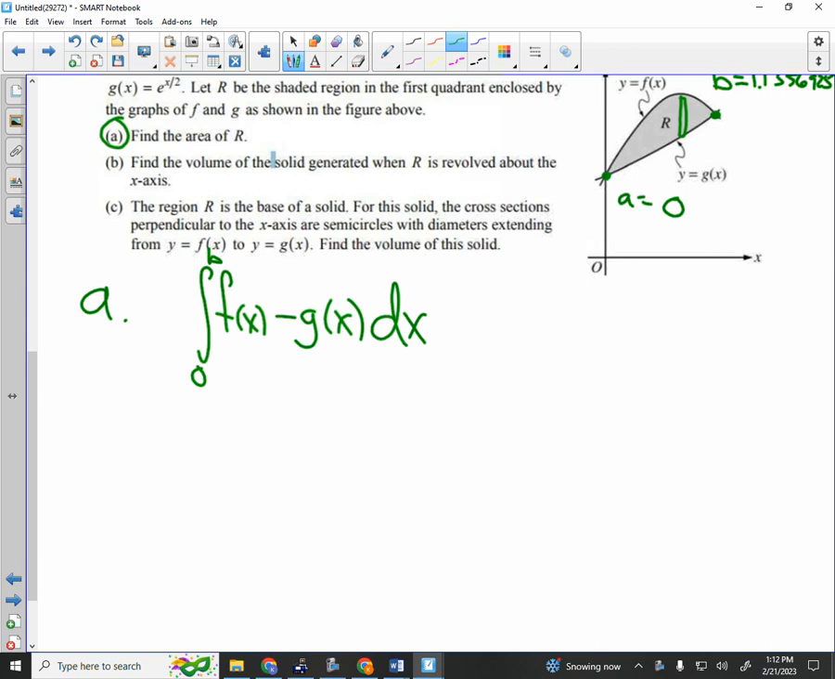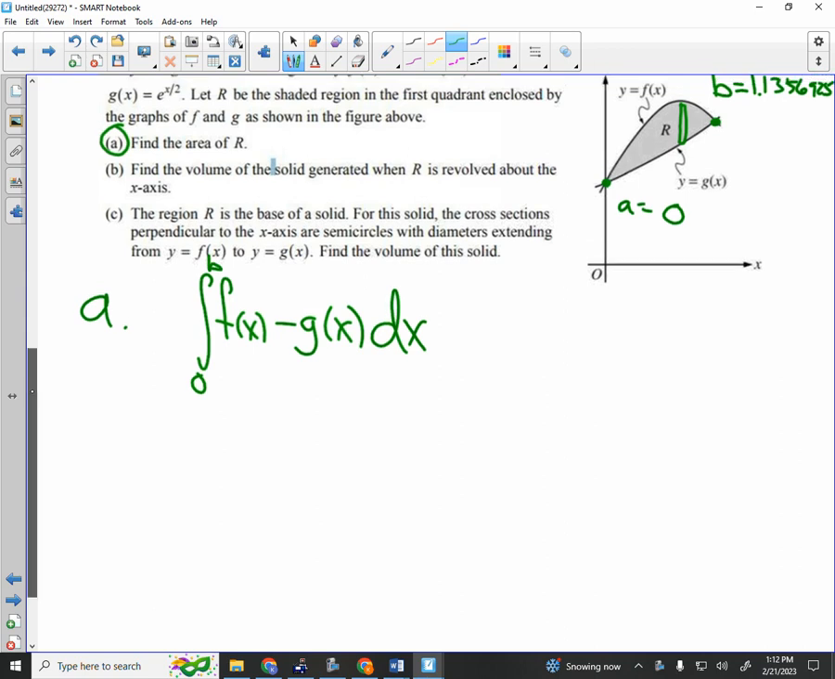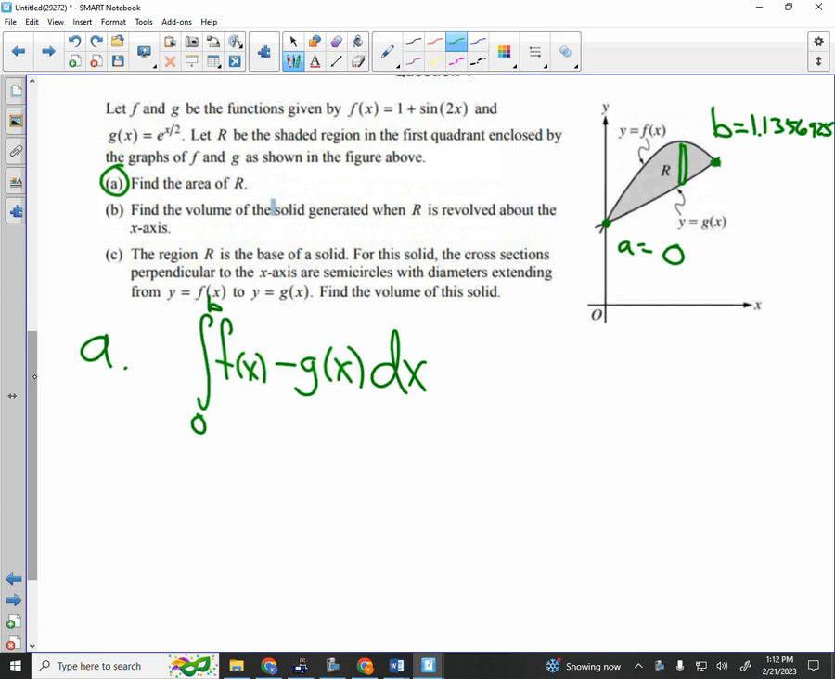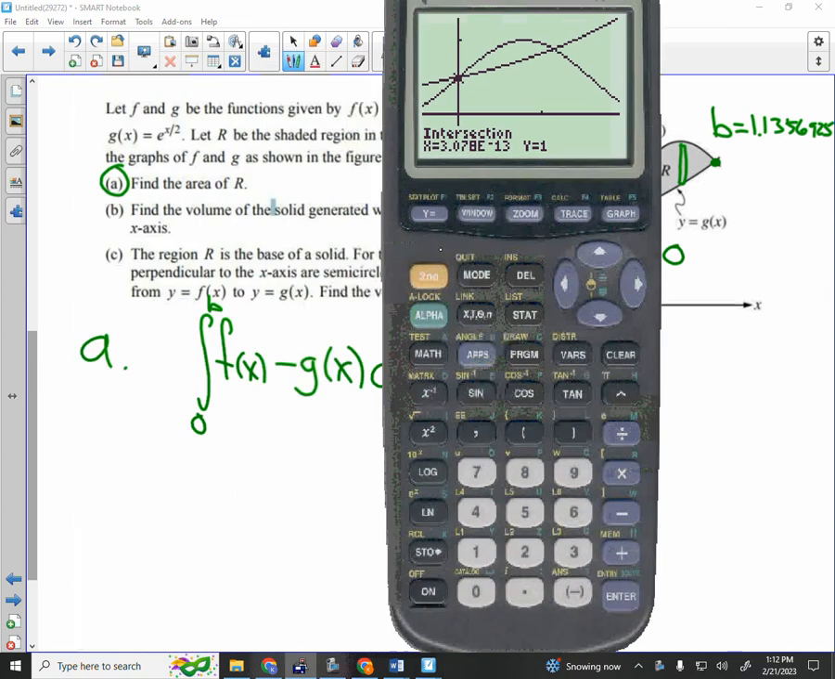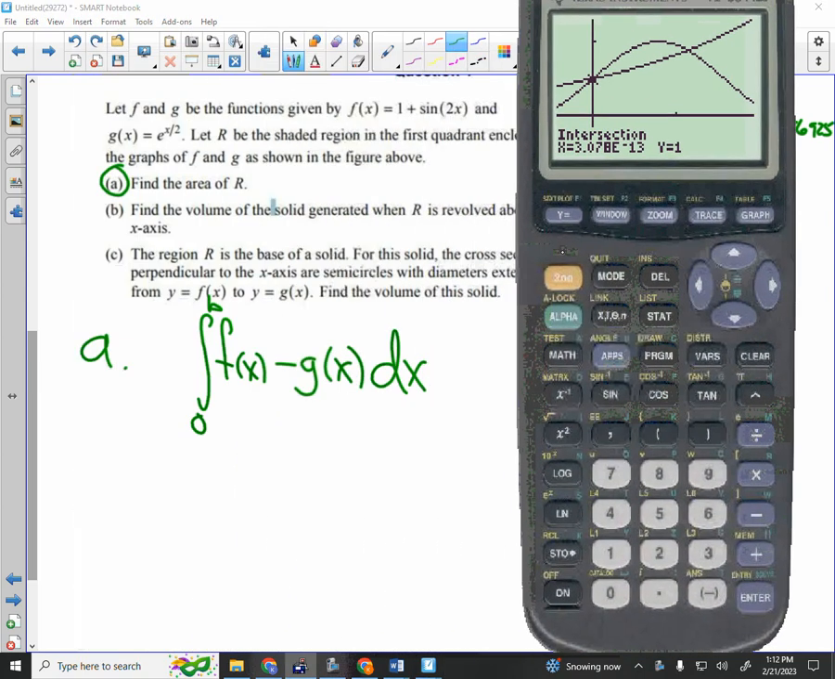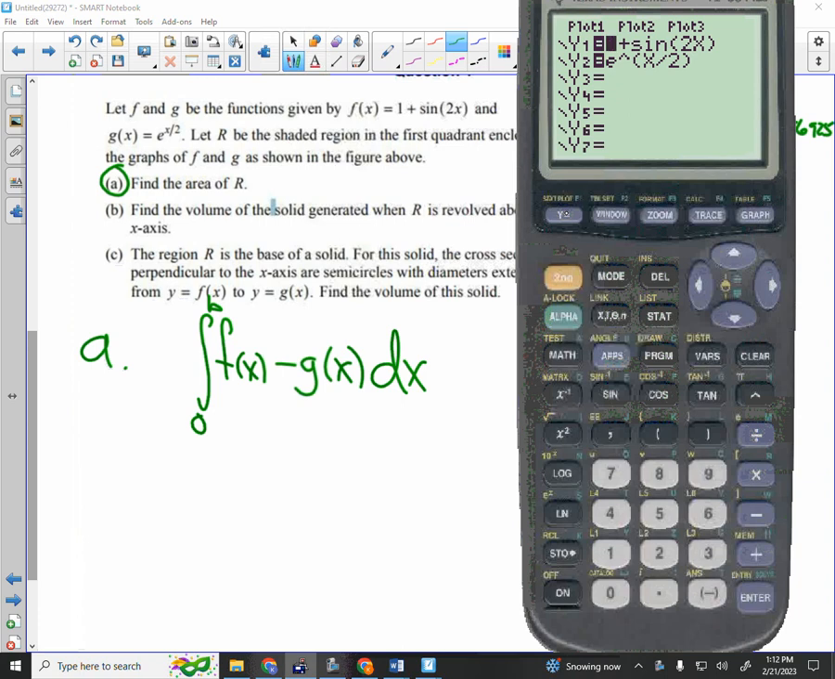The AP exam does not require that you write down the function every time or rewrite the point of intersection every time. Just go from 0 to B of f of x minus g of x, and the AP exam says that's absolutely fine. Everybody okay with that? So now let's actually calculate it. I've tried to teach you this before. We will go into our y equals, and I want to do the top one minus the bottom one, right?